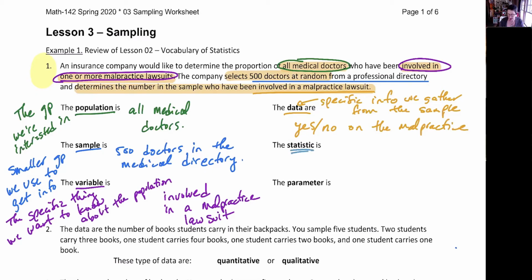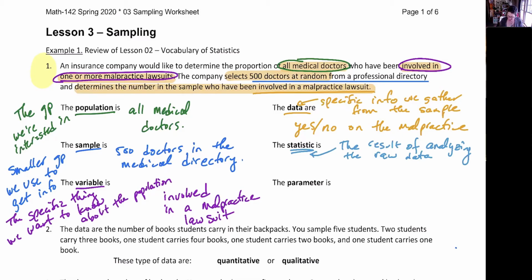Because the statistic, you're actually doing some analysis on the data. The data is the raw yes or no. For each of those 500 doctors, you're going to have 500 yes, no, yes, no, yes, no. But that doesn't help us understand how many doctors in general are involved in malpractice lawsuits. We have to do something with that data. So the statistic is the result of analyzing the raw data.